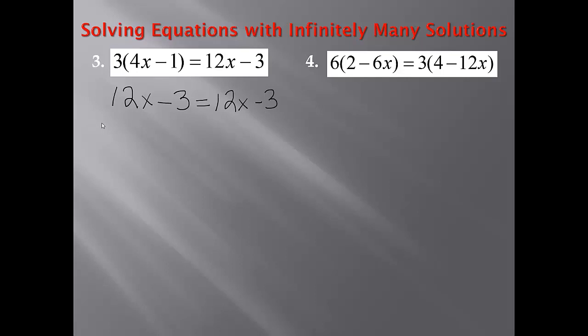We can then go ahead and subtract 12x from the left-hand side so that we can eliminate it, and then we'll also do the same thing on the right-hand side. 12x minus 12x is 0, so we just have negative 3 on the left-hand side. And that equals 12x minus 12x, which is 0, and then we have minus 3, so that equals negative 3. Negative 3 does equal negative 3, so this would be infinitely many solutions.